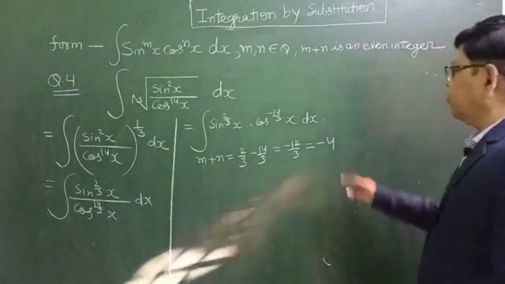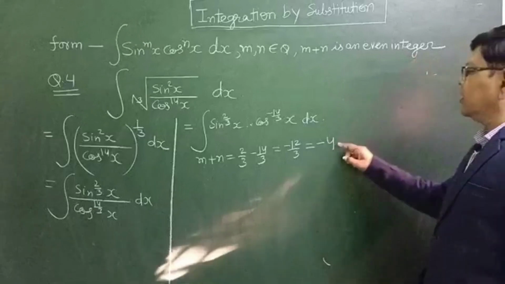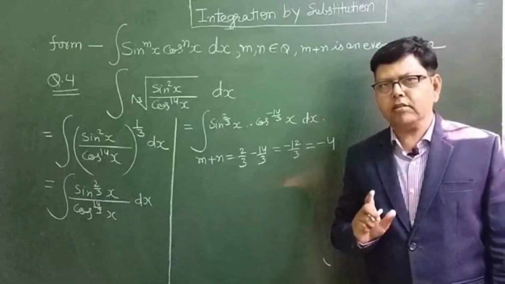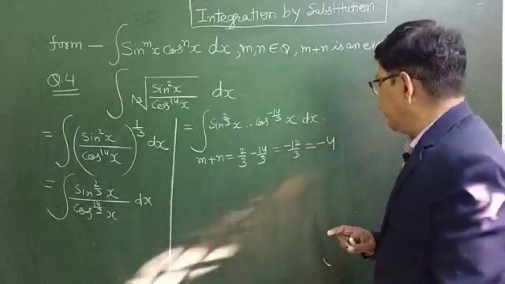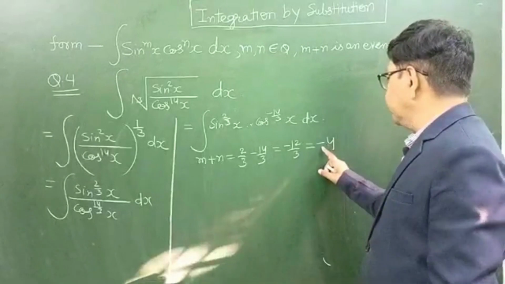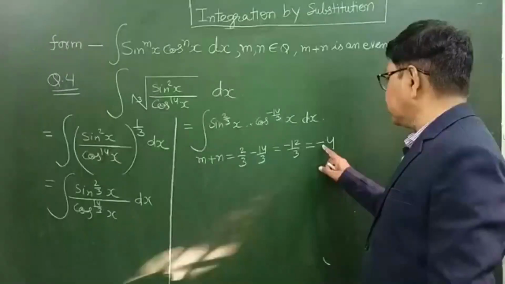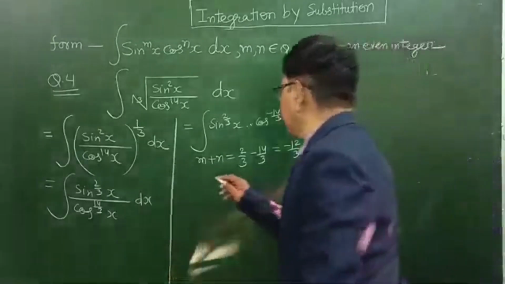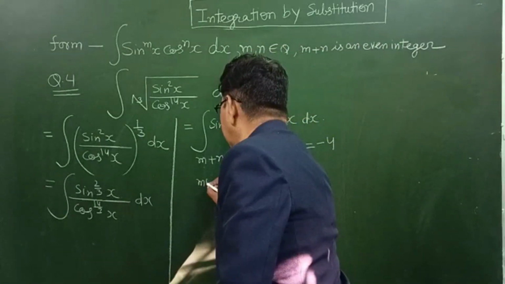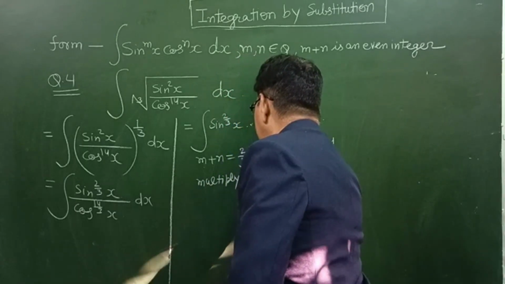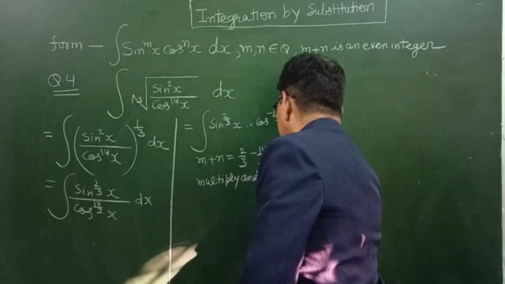So m plus n is an even integer. So we will follow the substitution tan x is equal to t here, and to convert it into the tan form, we will multiply by the opposite of this, that is plus 4, that is cos 4x. Multiply and divide by cos 4x.